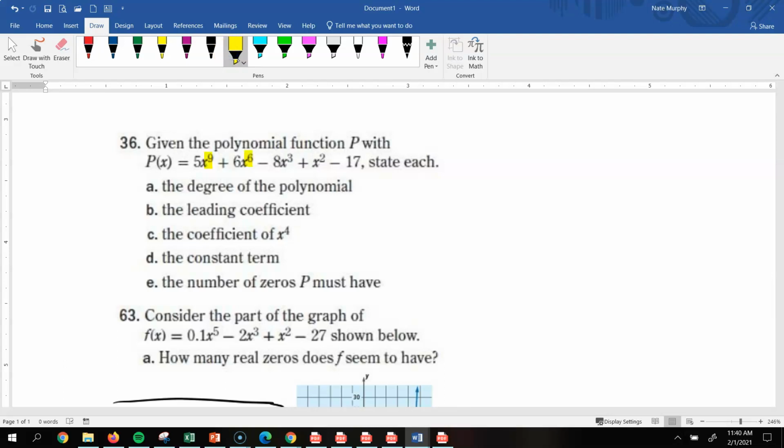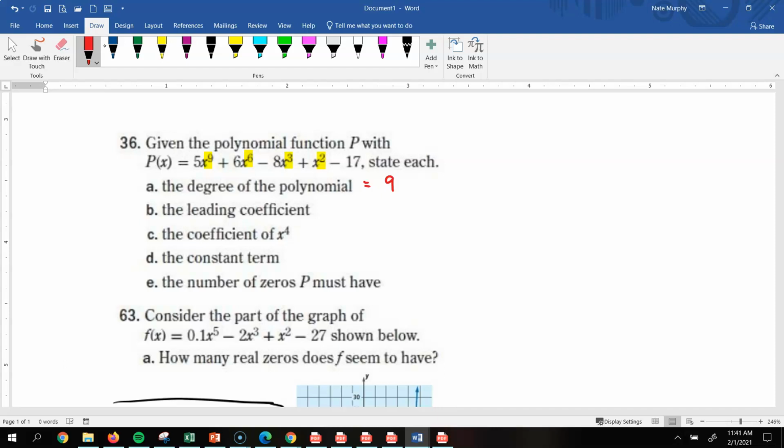How do we know? Well, you want to make sure that you look at those exponents, and you want to make sure it's starting with the largest exponent. So 9 is the largest exponent, and then it goes 6, 3, and 2. So that is in standard form. So the degree is the largest exponent. So the degree for this would just be 9, not 5x to the 9. It would just be 9.